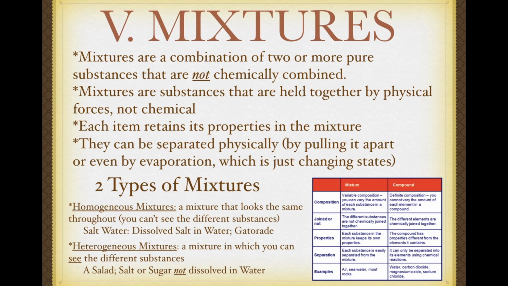So for a mixture, there are 2 types. There could be a homogeneous mixture or a heterogeneous mixture. Homogeneous, the prefix homo means same. It looks the same throughout. Hetero means different. With hetero, you can identify the different things. So a homogeneous mixture could be salt water.